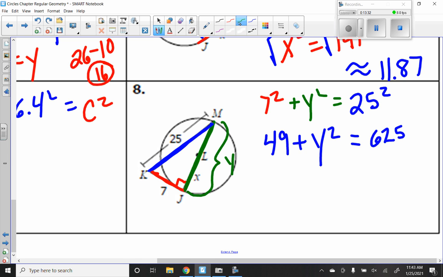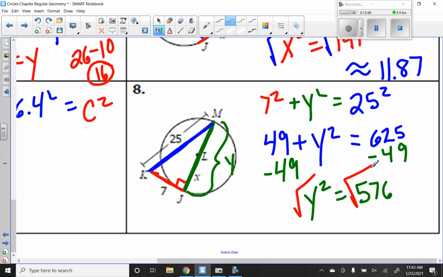Subtract 49, because we're isolating, getting Y by itself. Take the square root. So Y is 24, and X is going to be half of that. So your final answer here is 12. All right, so there is our video on tangent.